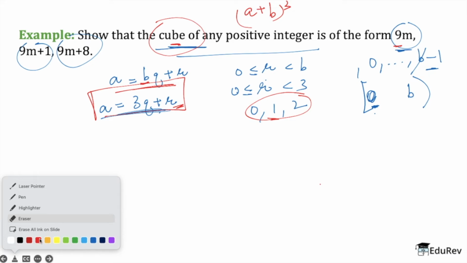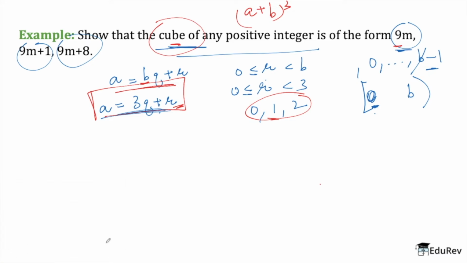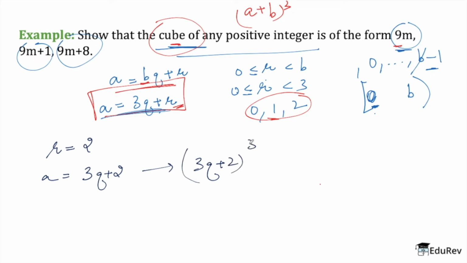Okay, so let's understand this question. Let's say that r is now nothing but 2. So this is going to be what? 3q plus 2, and this is going to be a. So when I take cube, it's going to be 3q plus 2 whole cube. So here also I'll apply the property of a plus b whole cube, and when I apply it, I can simply write it as 27q cube plus 54q square plus 36q plus 8.